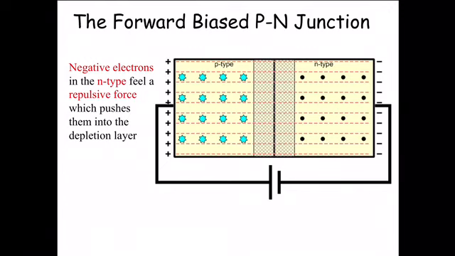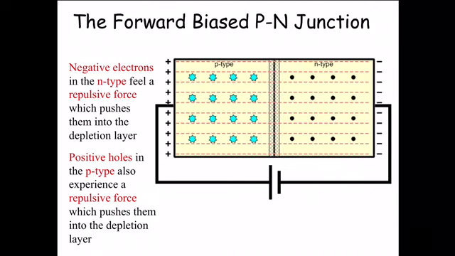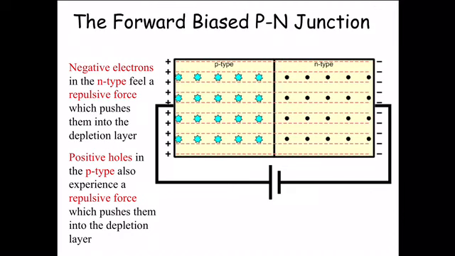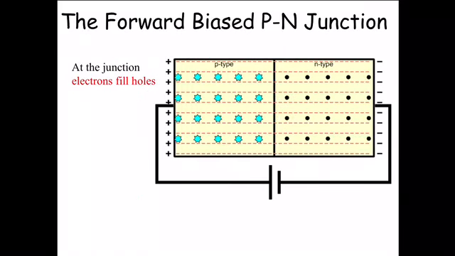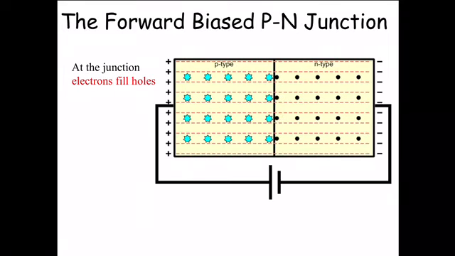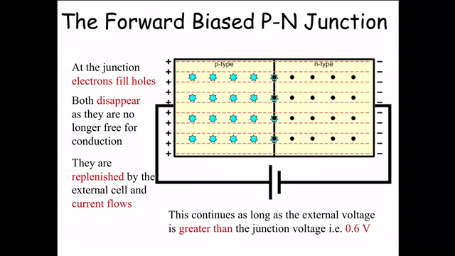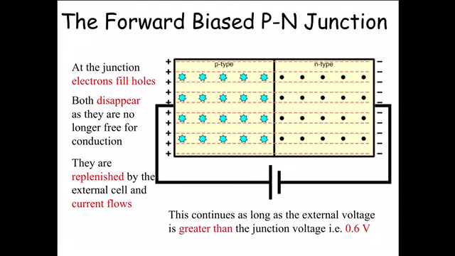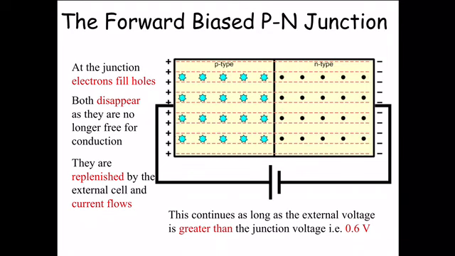the electrons are repelled by the negative side of the battery and attracted by the positive side, and the holes are repelled by the positive side and attracted by the negative side, and the depletion layer disappears, and you get a certain amount of conduction. Now, it's not as good as a wire, it's a semiconductor. It's about halfway between the conduction of a conductor and an insulator. That's what a semiconductor is, halfway between the two of them. But you do get conduction, and that's where you get your ones.